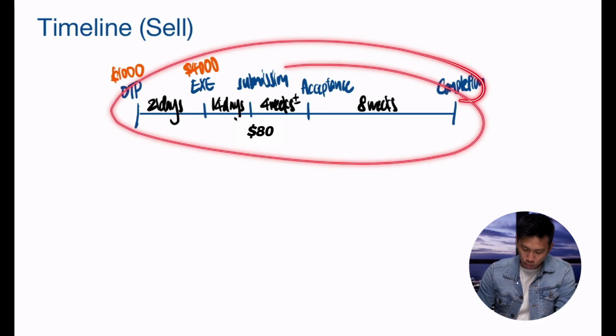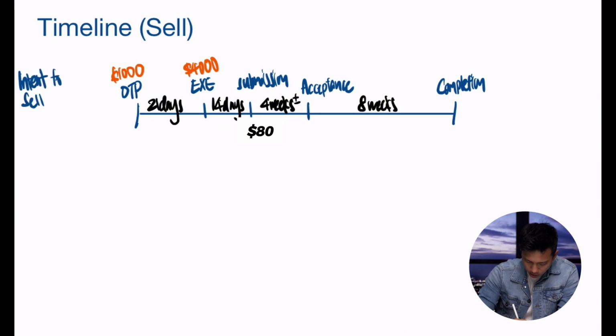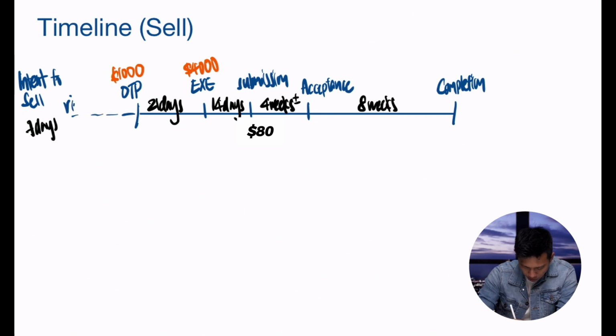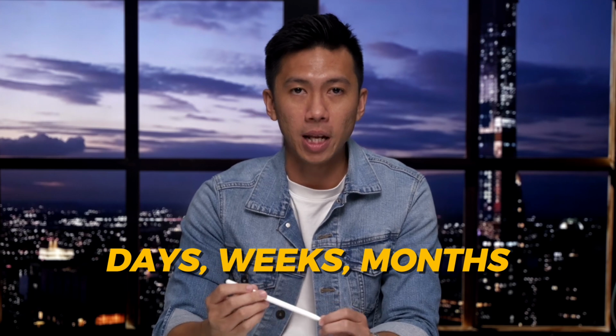But prior to this, you will definitely need to do a process called intent to sell. This intent to sell has to be done 7 days prior to issuing of the OTP. There's also a viewing period. A viewing period can last days, weeks, or months. It depends on the popularity of the unit.